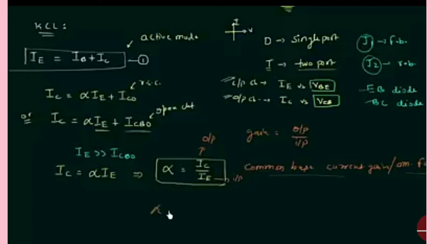These are the two names for alpha, and alpha is between 0.95 to 0.98. This implies 95% to 98% of the emitter current is the collector current, and this also implies there is 2% to 5% recombination in base. The base current IB is equal to 1 minus alpha times IE. So these are important relations that you must note down, and I think this is all for the lecture.